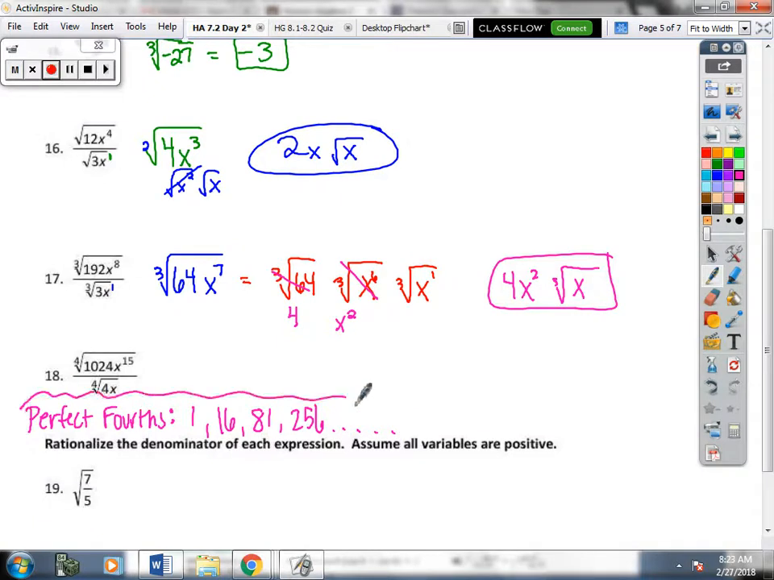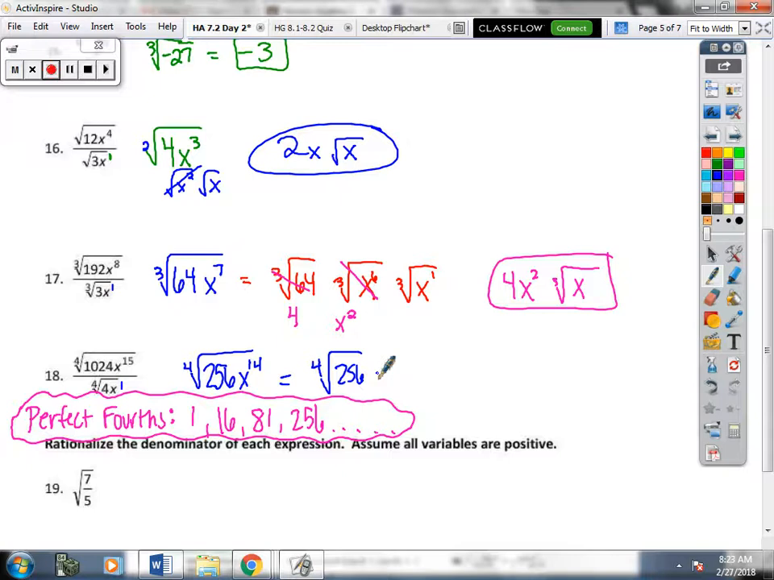So anytime you're reducing a fourth root, these are the numbers that you would need to think of in terms of breaking them down. Now these are all fourth roots here, so we can just divide them. 1024 divided by 4 will get me the fourth root of 256. And then we will subtract our exponents, 15 minus 1, x to the 14th. And then we can break this up to the 4th root of 256.